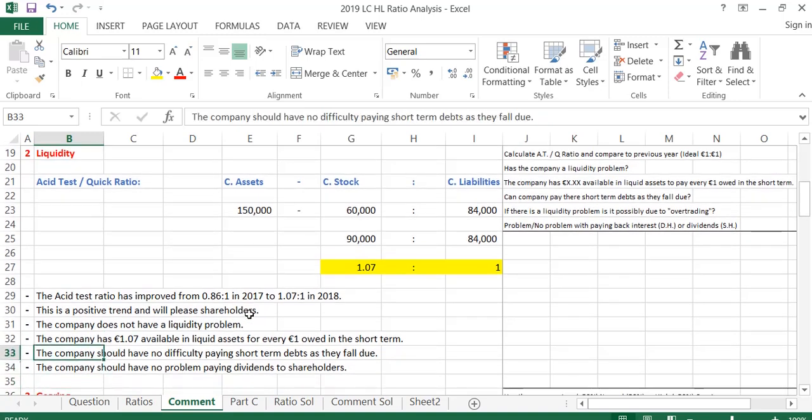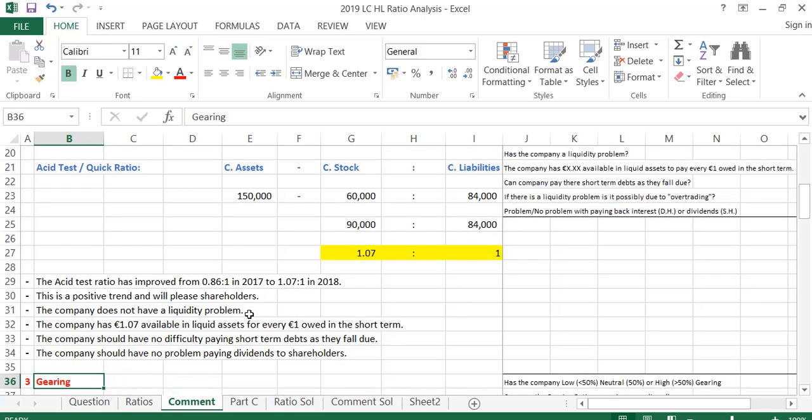The company should have no difficulty paying short-term debts as they fall due because liquidity is over 1 to 1. They shouldn't have any problem paying short-term debts as they fall due. And they should have no problem paying dividends to shareholders as they don't have liquidity problems. If they did have a liquidity problem, they would have a problem paying dividends to shareholders, which would not please shareholders. So that is liquidity looked at.